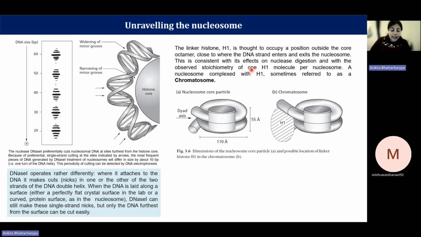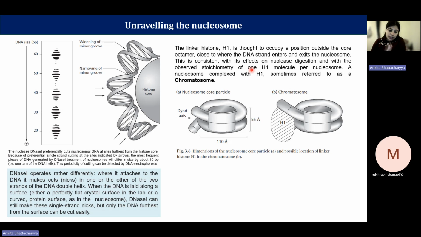A nucleosome complexed with H1 histone sometimes is referred to as a chromatosome. What did we say? A lot of things were said. First of all, if you remember, when we first introduced histones, we saw that there are 5 different subtypes that are involved in chromatin packaging: H2A, H2B, H3, and H4. Apart from that, there is also a linker histone H1, which is not a part of the core histone octamer, but instead it sort of acts as a stopper.